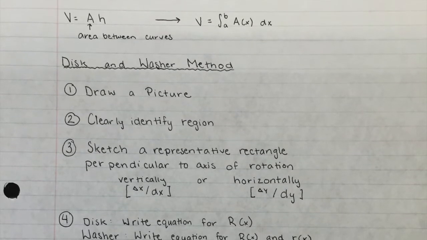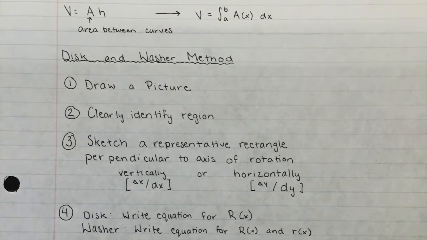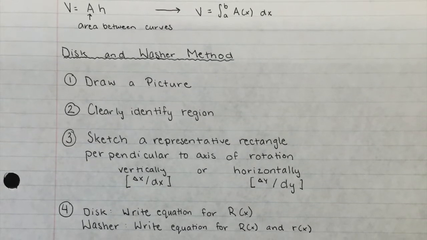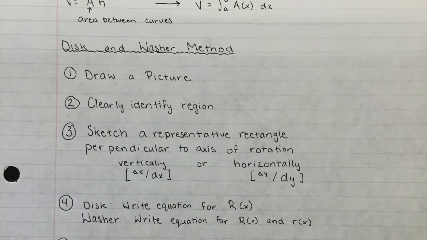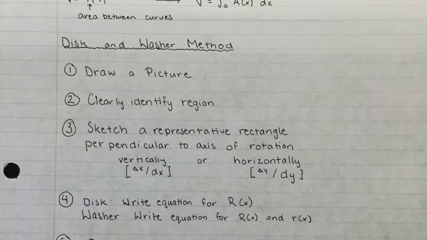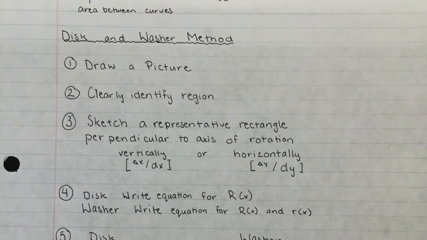So the first step is to draw a picture. The second step is to clearly identify your region in which you will be integrating. Step 3 is to sketch a representative rectangle perpendicular to the axis of rotation. So you can either do that vertically or horizontally.